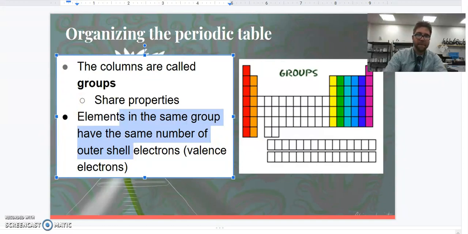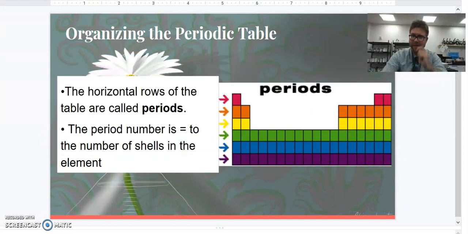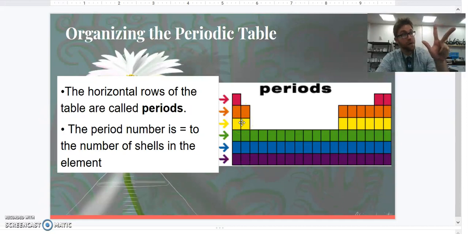All right. Last one. Periods. Periods go left to right. They're horizontal. What periods tell us is the number of shells that atom has. So, for example, period 1 has 1 shell. Period 2 has 2 shells. Period 3 has 3 shells.